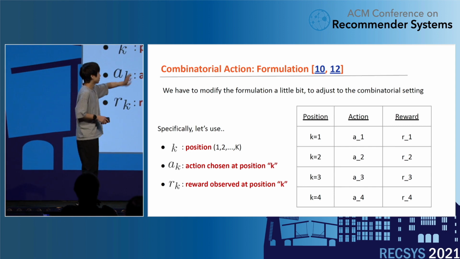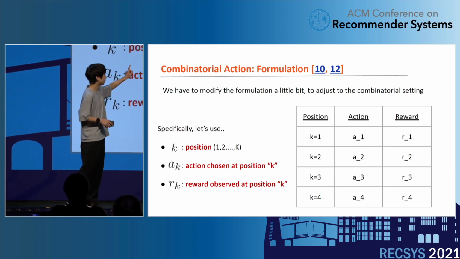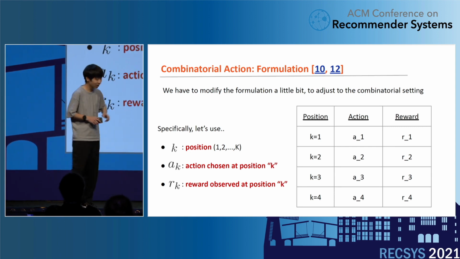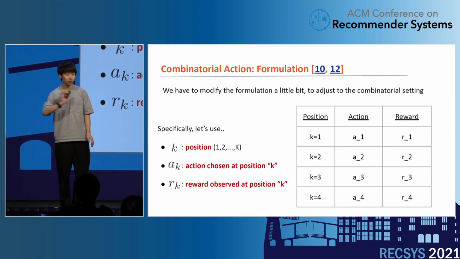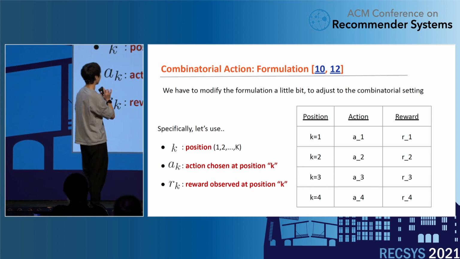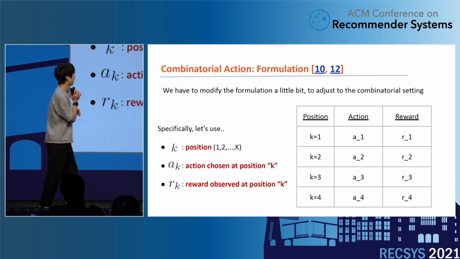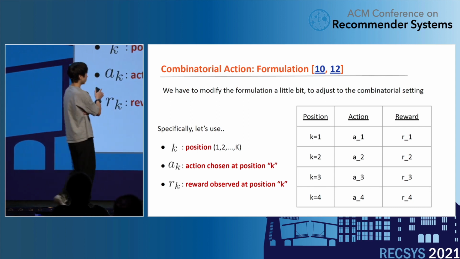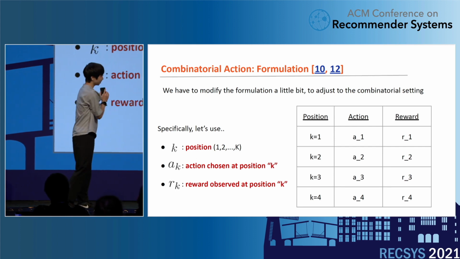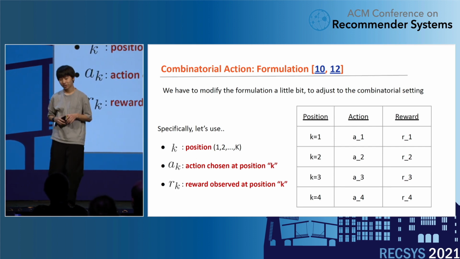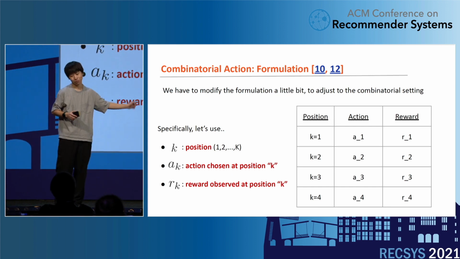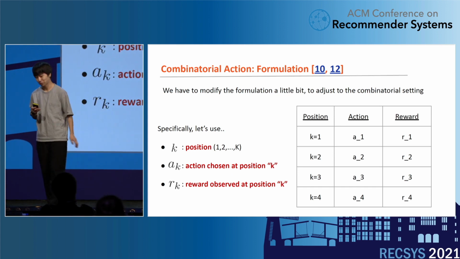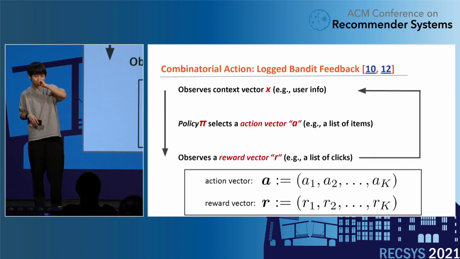And also we have some actions, A1 to A4. So A1 is an action, or discrete action, chosen by the algorithm for this particular position 1, the top position. And we also have some reward observations. For example, R4 is a reward observation observed at that particular position 4, the fourth position, the bottom position in this example, right?